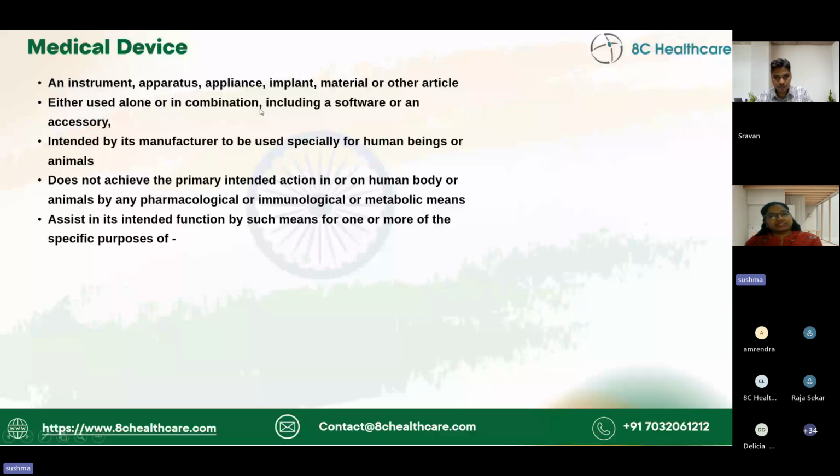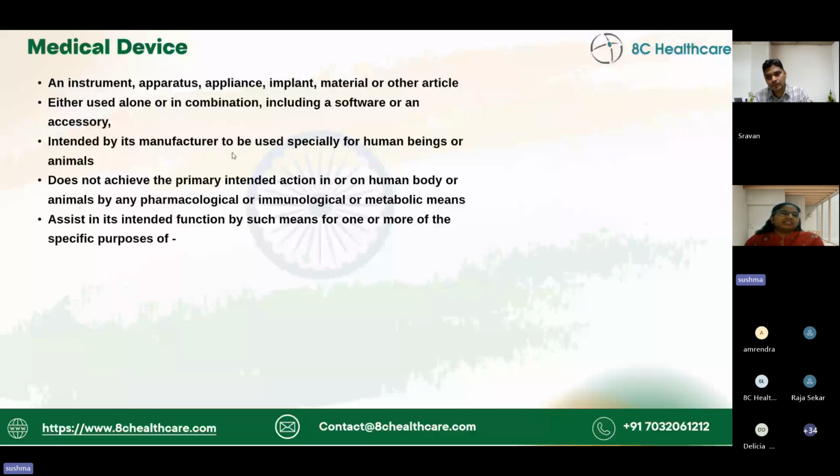The CDSCO has given the definition for a medical device. The device can be an instrument, apparatus, appliance, implant, material, or other article, which can be used either alone or in combination with any other accessory, or it can be software as well. This device should be used specifically for human beings or for animals as well. So in case you have a medical device which is not used in human beings but used in animals, it will be referred to as a medical device in India, and it would fall under the purview of the CDSCO. So you would need a registration to sell in the Indian market.